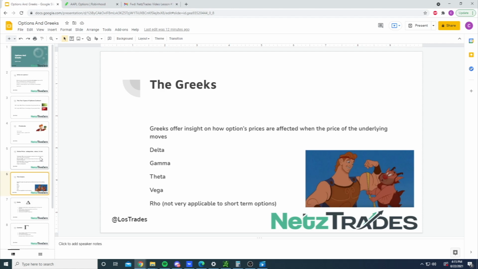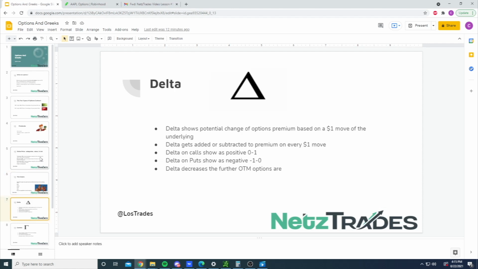The first one of the Greeks is delta. Delta is probably the most important one, but not to say they're not all important; delta is the one that affects everything the most. Delta shows the potential change of the option's premium based on a $1 move of the underlying stock. Delta gets added or subtracted on every $1 move. If it goes up $1, the delta will be added. If it goes down $1, the delta would be subtracted from the premium of the contract that you're holding, or any options contract in general.